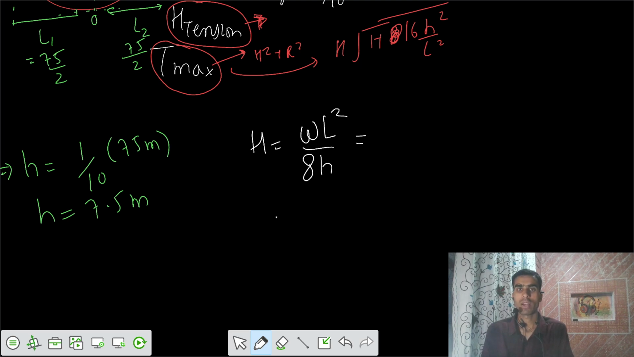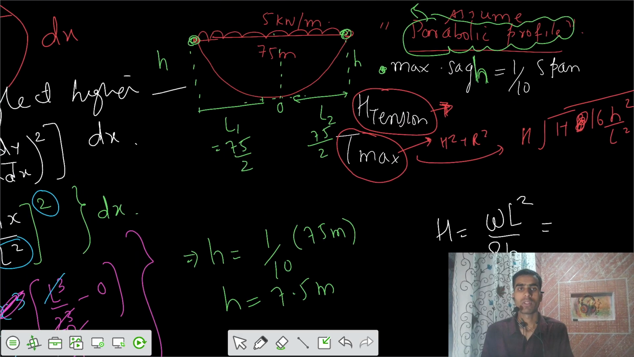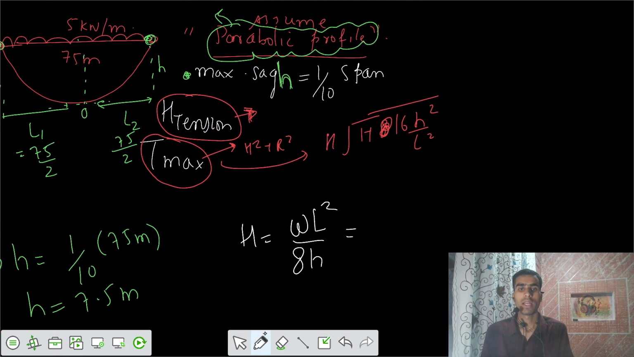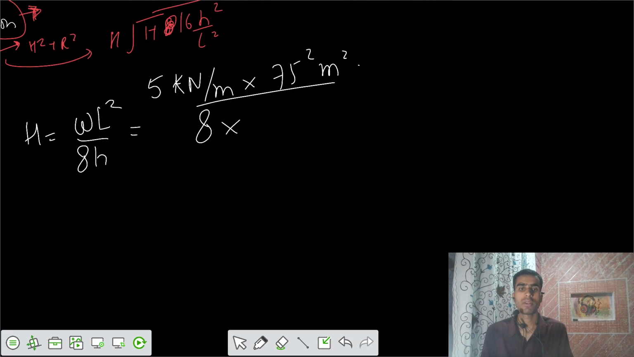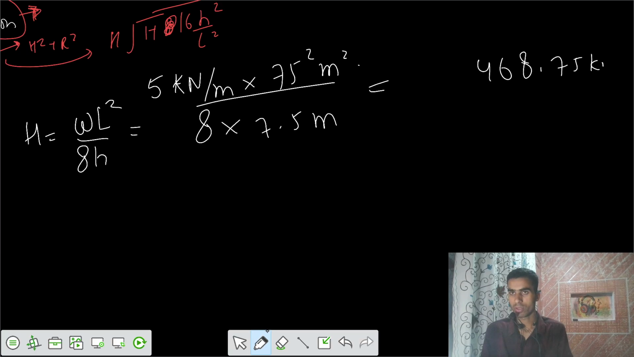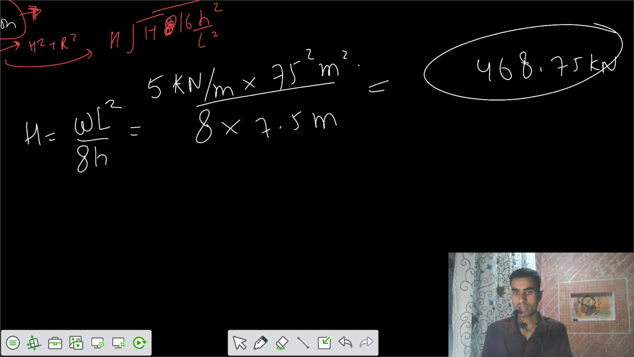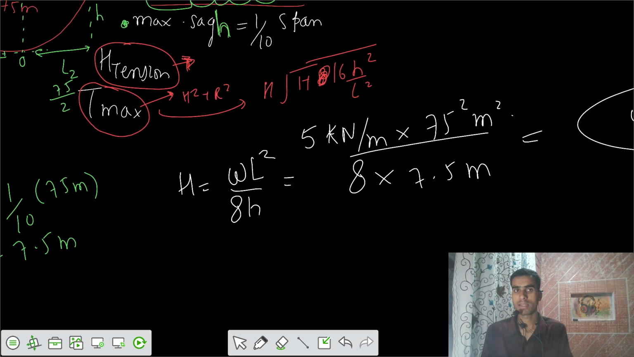Now if I substitute the values in WL square by 8H, what is the intensity we have? Intensity of 5 kilonewton per meter, length of 75 meter whole square, divided by 8 into H. What is the H we have? That is 7.5 meter. So we can get the horizontal reaction, which is equal to 468.75 kilonewton. Now this is also your T minimum. Can we say that this is your T minimum?